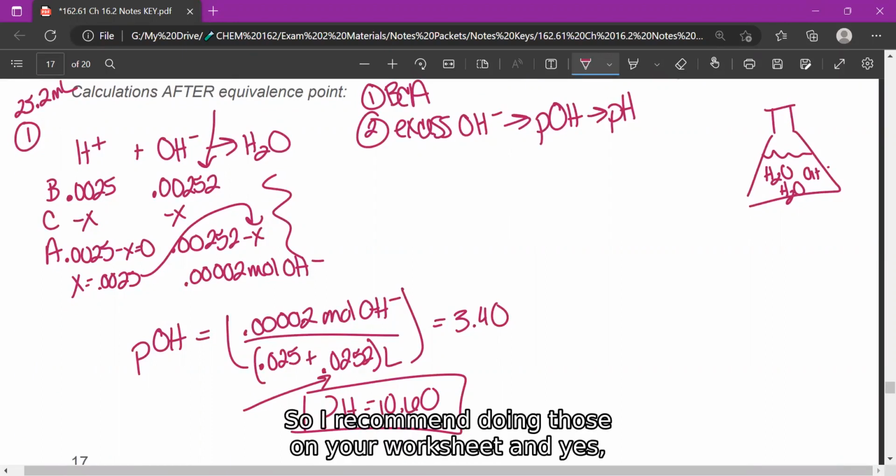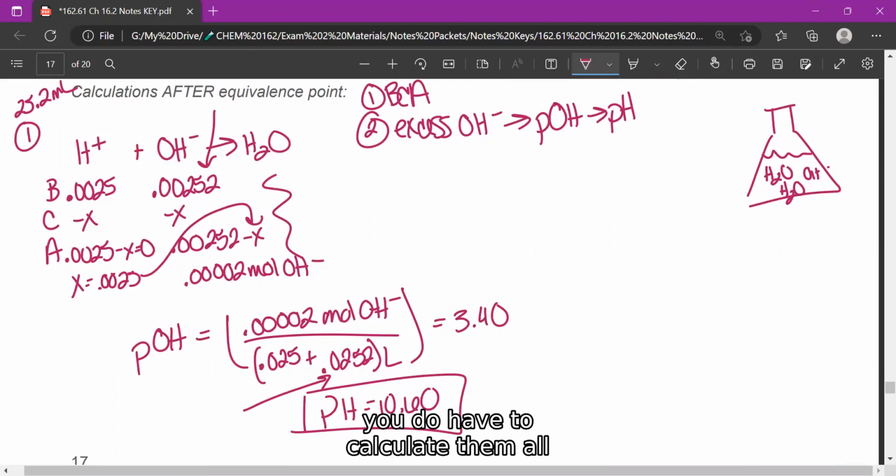All right, so I recommend doing those on your worksheet, and yes, you do have to calculate them all, but you only have to show me one calculation. All right, good luck, and ask me questions if you have them.